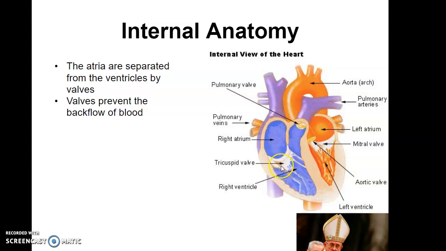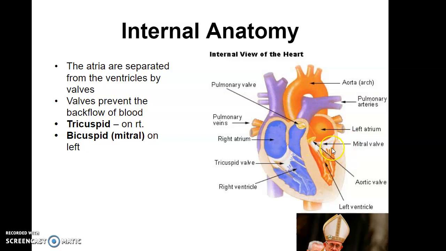So we have two sets of valves. We have a set of valves here between the atria and the ventricle, and they're extremely important. They are called the AV valves, which we'll talk about. And on the right side here, this is called the tricuspid valve. So this would be the tricuspid valve. And on the left side, we have the bicuspid valve or the mitral valve.